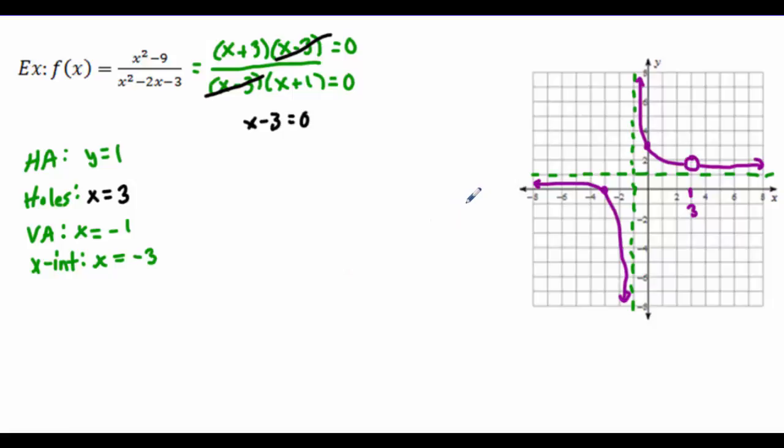And that's the only thing that's really different than what we did before, is just figuring out where the hole should be and making sure to put it on your graph. The only other thing I'm going to do now is talk about slant asymptotes.